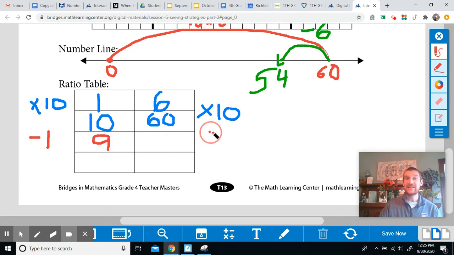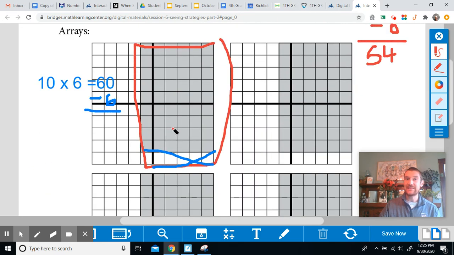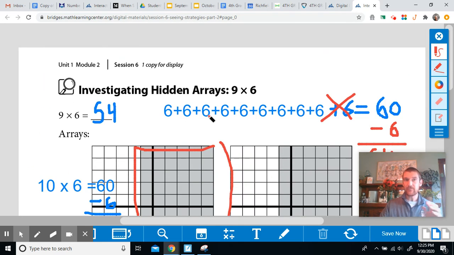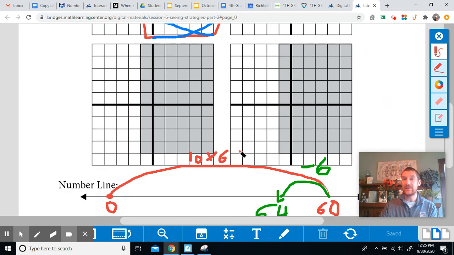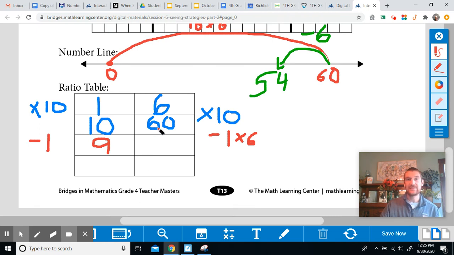Now, I know it says take away 1, but really what we're saying here is we're taking away 1 6. Okay. Because that's what 9 times 6 means. Remember, it doesn't mean 9 ones, it means 9 6s. So we're taking away a 6. Okay. So if we got 60, we take away 6 or count down 6. And that would be 54. Okay, so that is a method for doing your times 9s. You multiply times 10, and then you take 1 of the number you're counting by away.